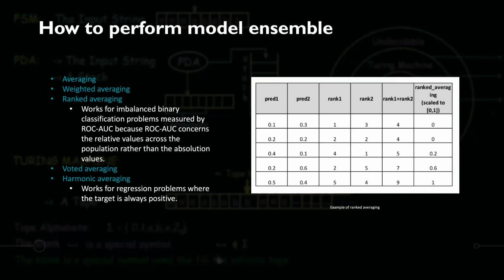So let's see. For this slide, I'd like to talk about the techniques that can be used for model ensemble. These are some very fundamental basic ideas for model ensemble. It's quite simple. We can simply average everything, or use a weighted averaging, or use a ranked averaging. Ranked averaging is something I'd like to spend a little bit of time to talk about. It works for imbalanced binary classifications specifically.